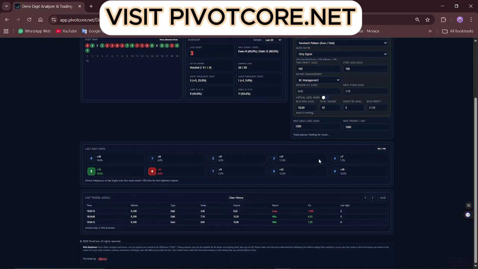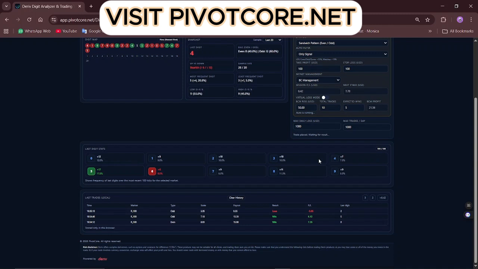For today's session, I'm focusing on the even-odd digit markets. It's a high-frequency strategy that relies on the last digit of the price movement. On PivotCore, setting this up takes less than a minute. I've set my target today for 10 trades. My plan is to win at least 5 of them.